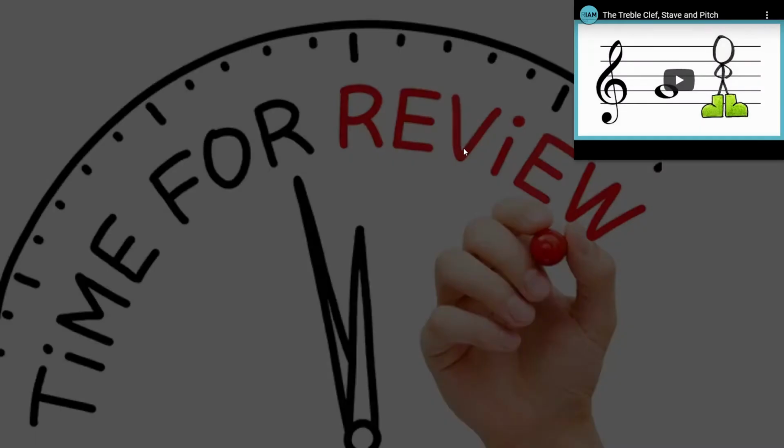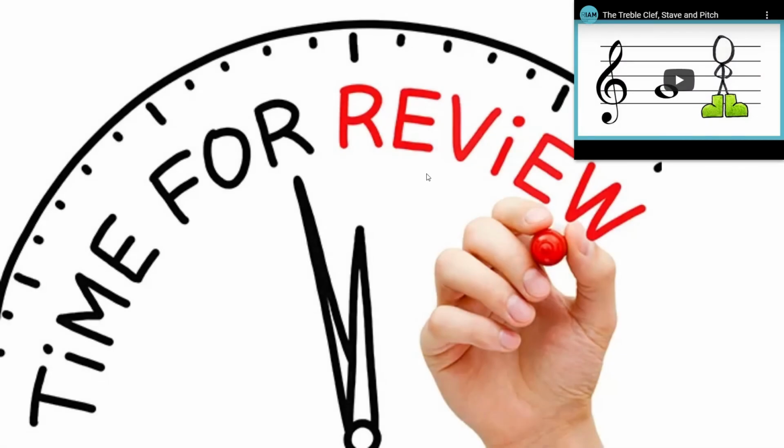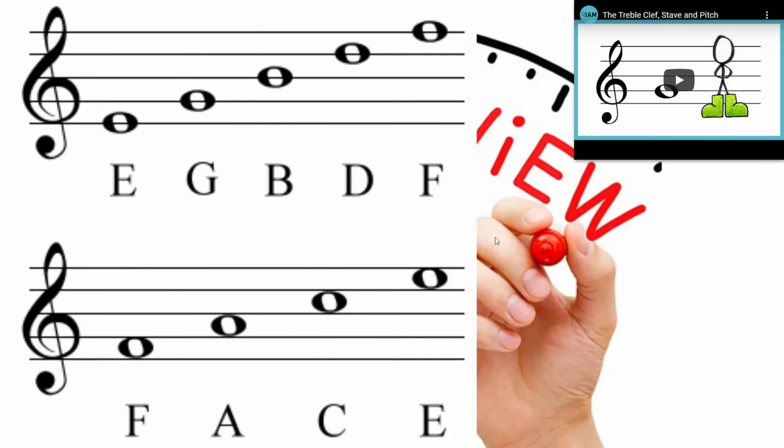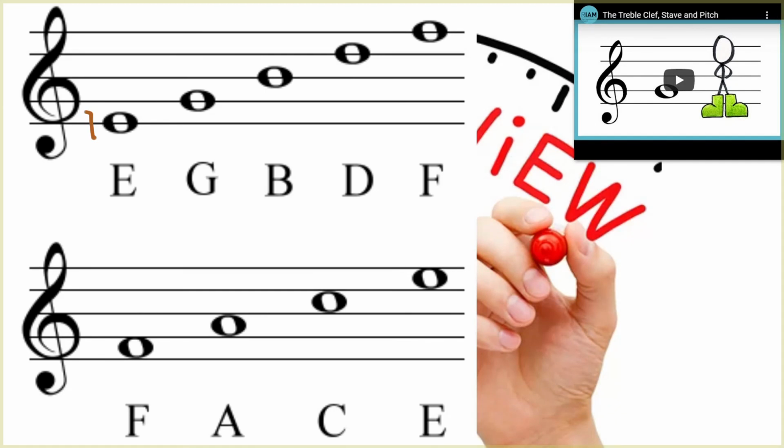But let's move on. So for review, remember the names of our lines are E, G, B, D, F, for Eagles go bald during flying. And for our spaces, F, A, C, E. Remember, our first line and space is at the very bottom of the staff. Let's get a different color. And our top line is at the top of the staff.